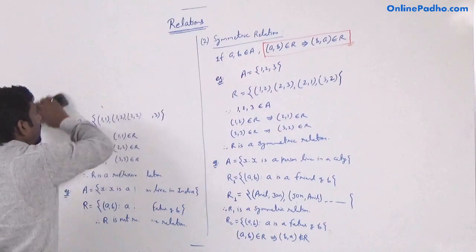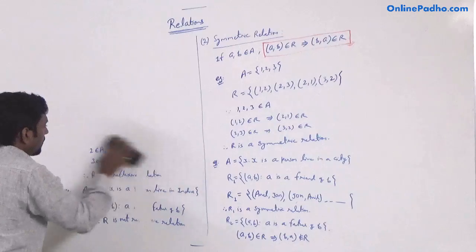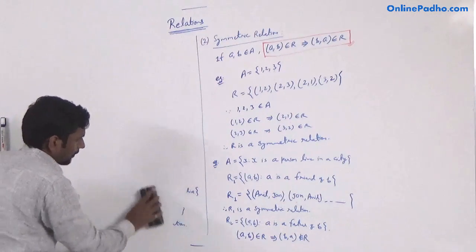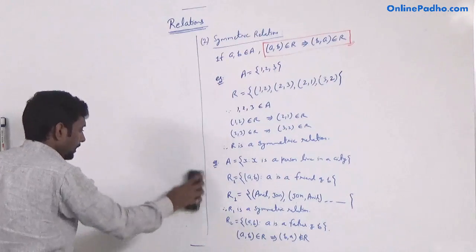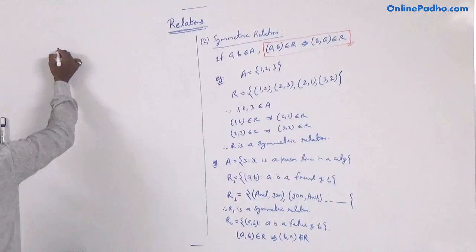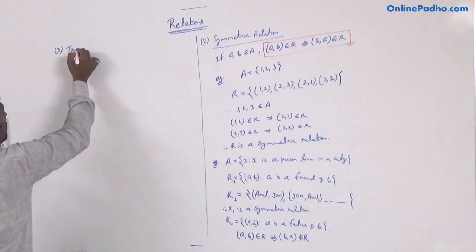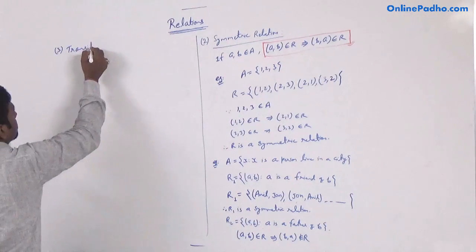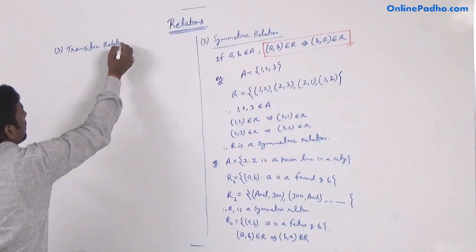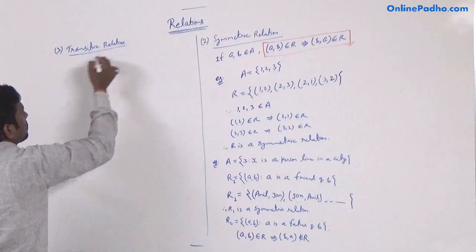Let us see our third relation, that is transitive relation. We will discuss some more examples of symmetric or reflexive relation after discussing the transitive relation. Now, third one is transitive relation. And the transitive relation is very important topic. Very important. There are two parts to satisfy this.